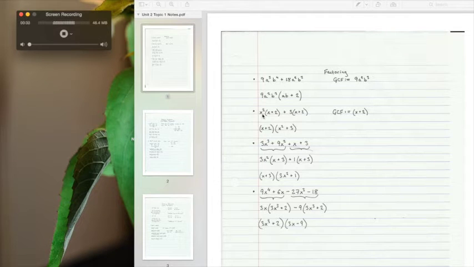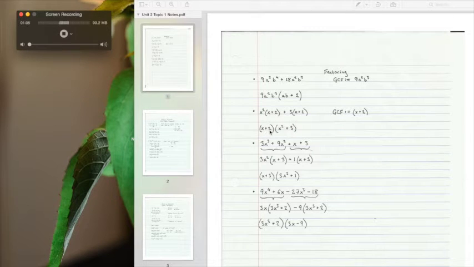X squared, x to the second power, and 3, they don't really have anything in common. But x plus 2 and x plus 2, this factor appears in both terms, so it is a common factor. Now there aren't any other things that appear in both terms, no other factors that appear in both places, so x plus 2 is my greatest common factor. I'm going to take this greatest common factor and write it out front. Okay, this is going to be my first factor in my factored expression.